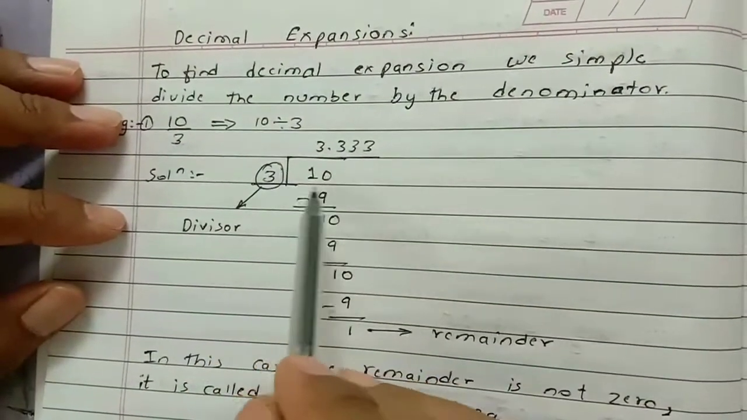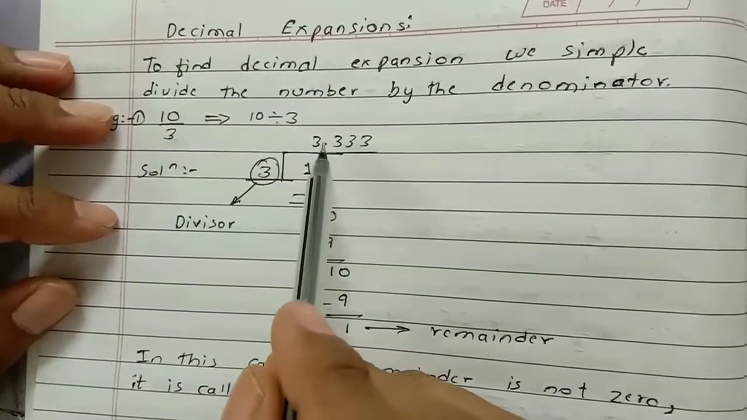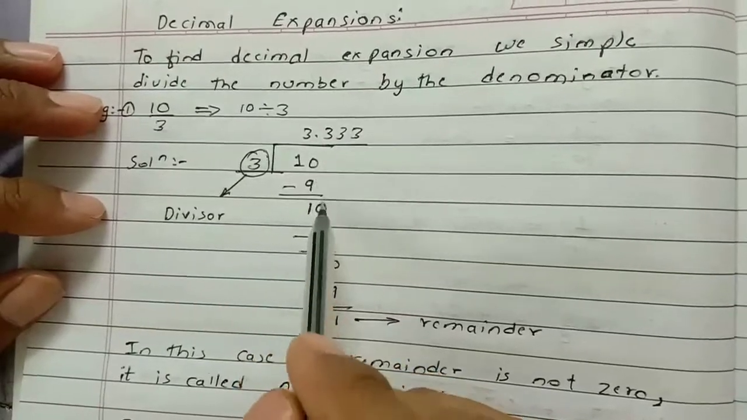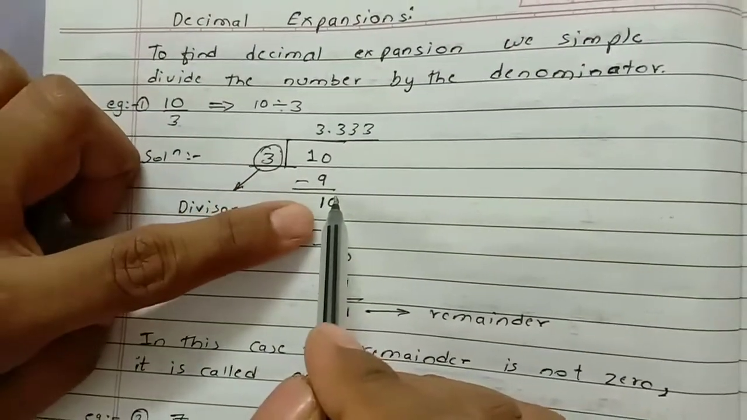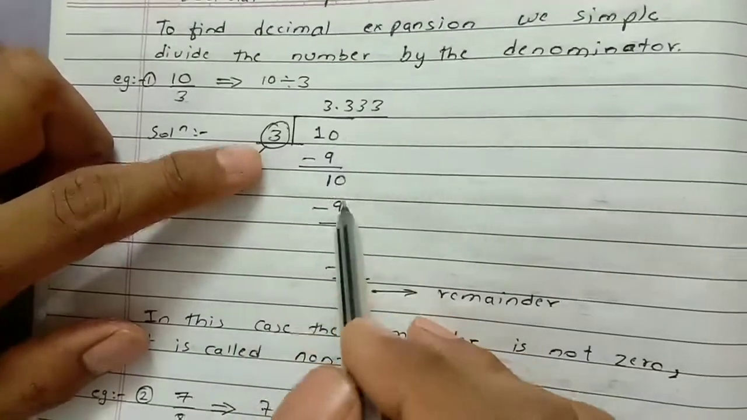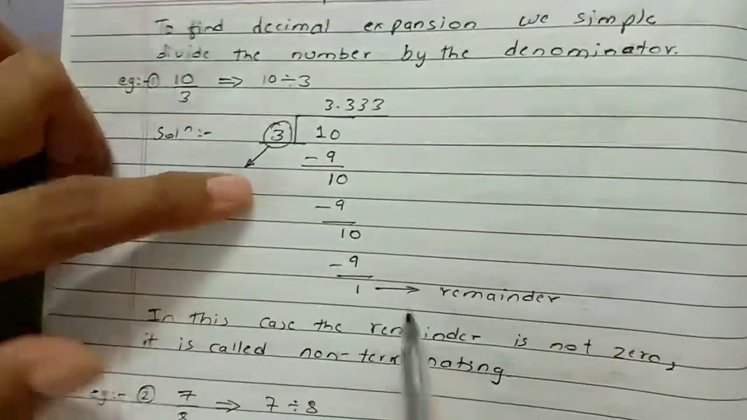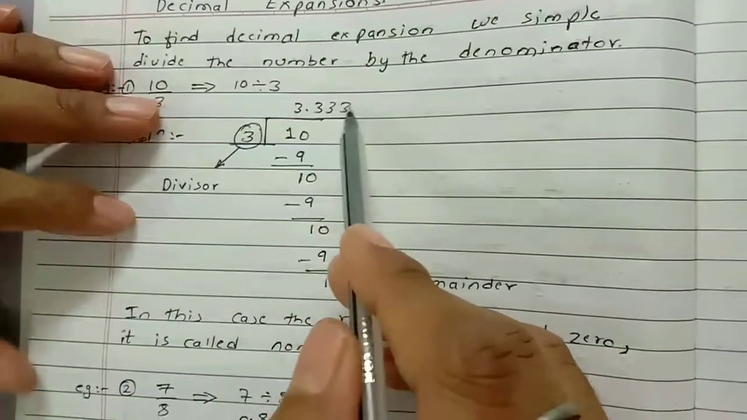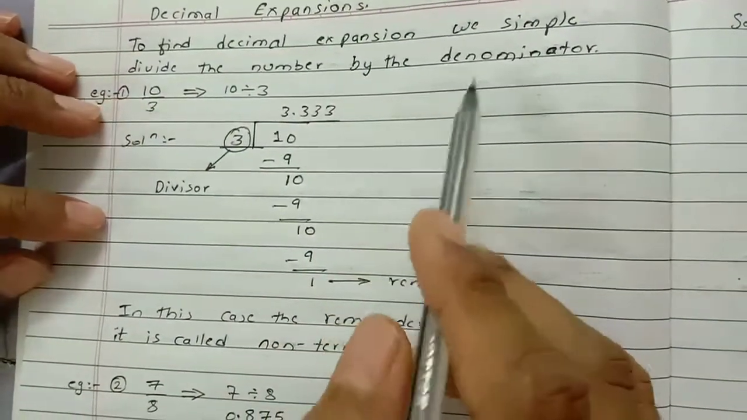So while dividing, 3 3s are 9, remainder is 1. You have to carry the 0 since 1 is not divisible by 3. So put a point, 3 3s are 9. You will continue, the remainder will always be 1, and this number 3 will be repeating itself.